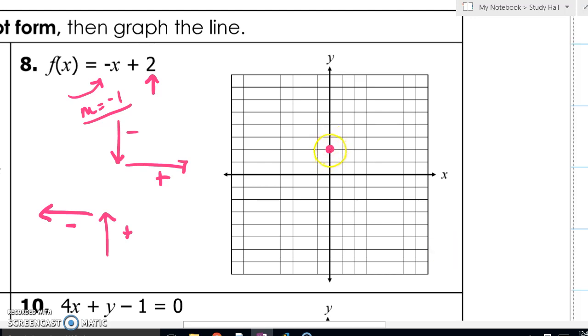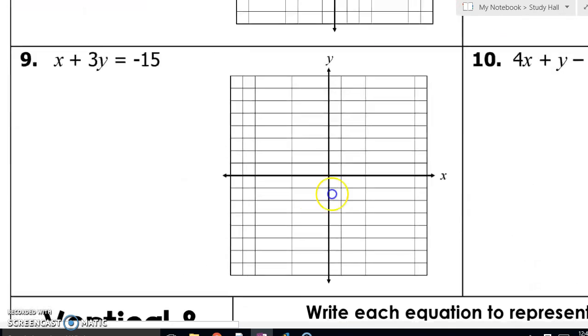So I'm going to do both. I'm going to go down and to the right and up and to the left. And if you notice, it makes the shape of a line. And then we'll keep going. And that's your line. Again, this line's probably not going to go where I want it to go. Oh, okay, there we go.